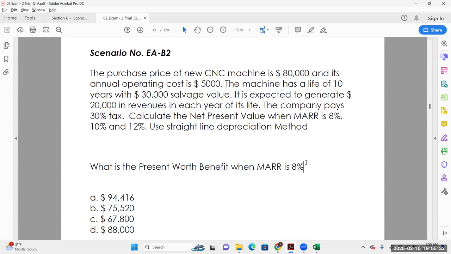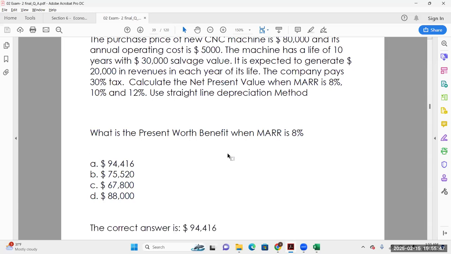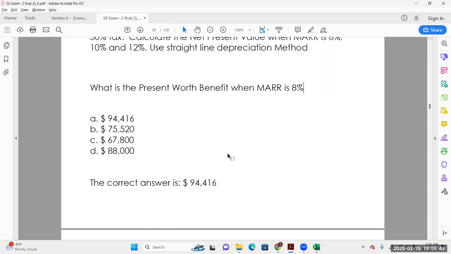Is it 94.416? One second, let me check. Yes, exactly.